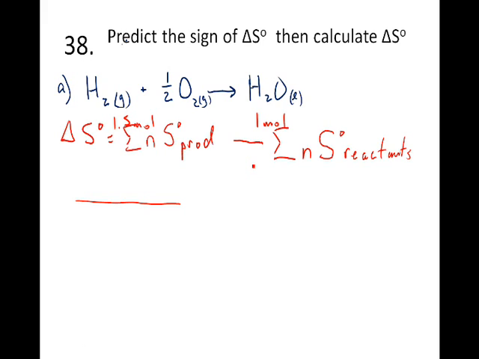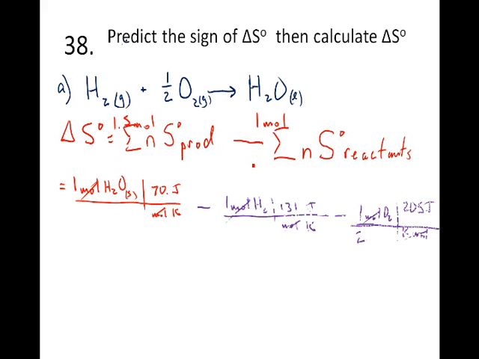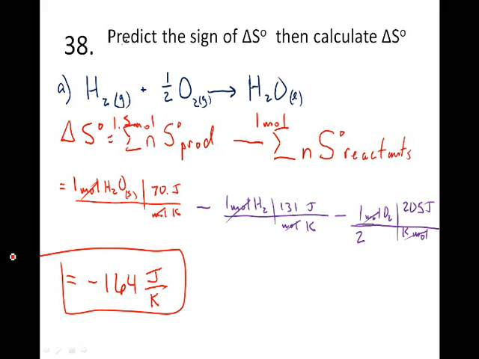So remember, we're going to use the same equation that we've been using. So here's our product, 1 mole of H2O, and its entropy, and then we're going to subtract the reactants, 1 mole of hydrogen and 1/2 mole of oxygen. Don't forget to divide that by 2. Now we're going to add those together, and did we predict a negative change in entropy? And there it is, negative 164 joules per Kelvin. Moving on to 38B.